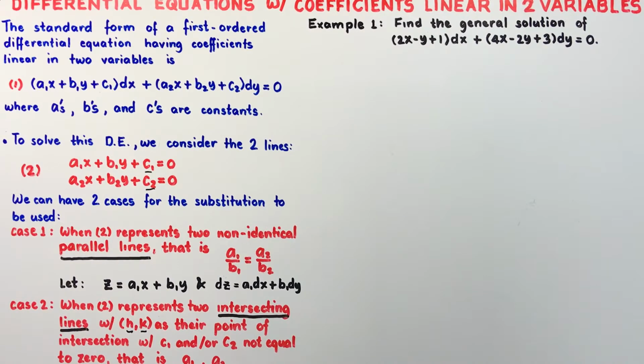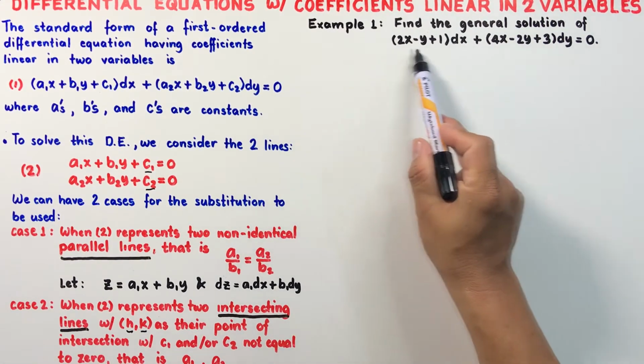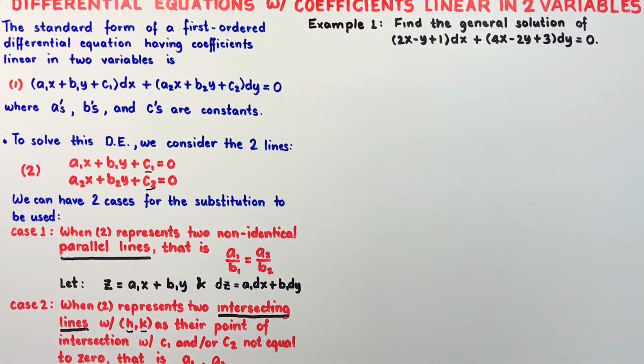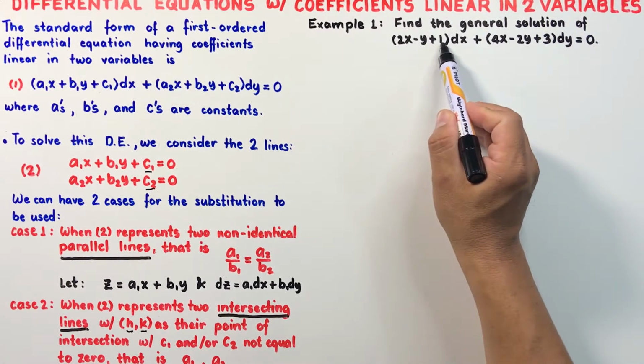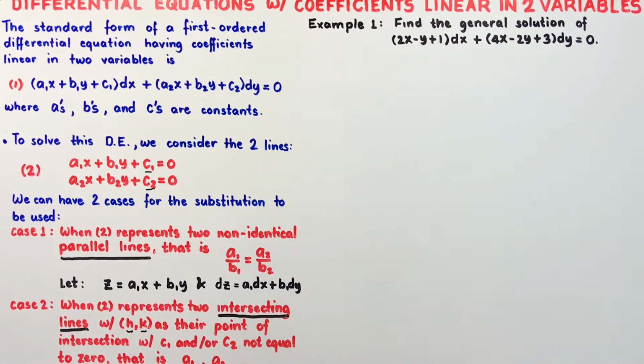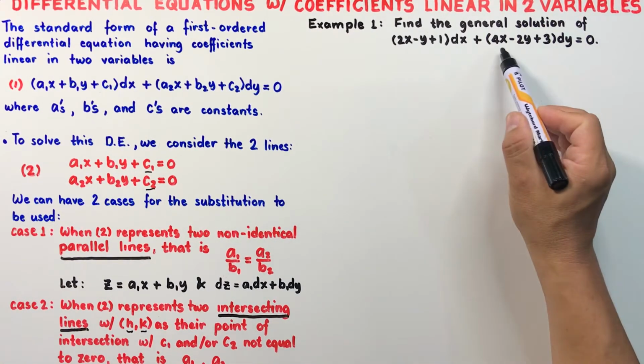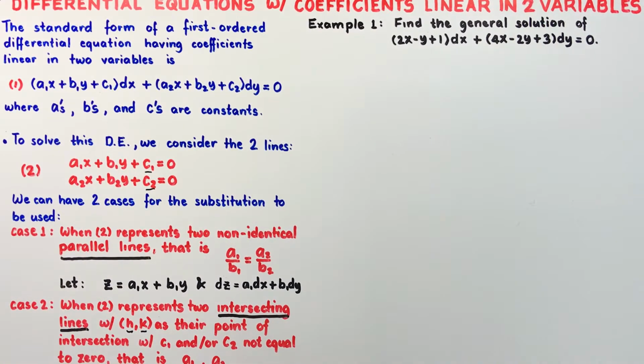Now, to illustrate how to solve a differential equation with coefficients linear in two variables, we proceed to example number 1. Find the general solution of this differential equation. You notice that the coefficients are linear in two variables because we have here 2x minus y plus 1, which is linear in two variables, and also 4x minus 2y plus 3 is also a linear expression in two variables.